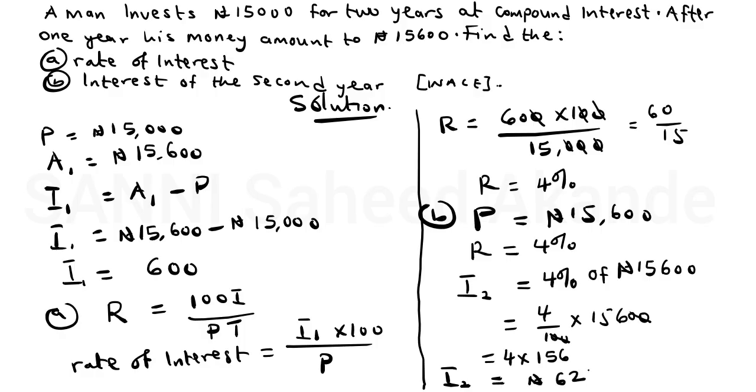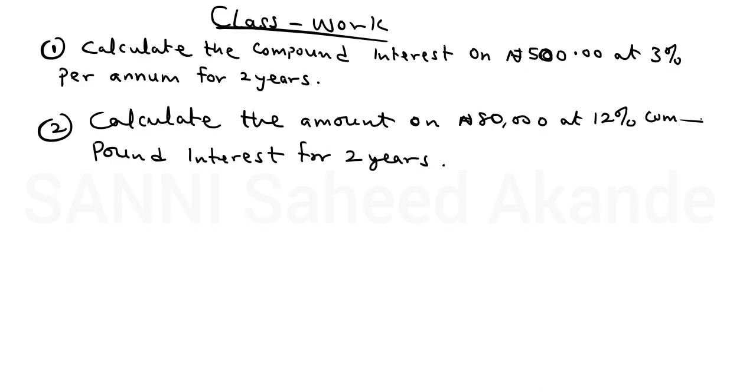624. Now that's the interest of the second year. So I hope you understood this. It's very simple. All right, so I want you to take these two questions as your classwork. So pause this video now and solve these two questions. After you might have solved it, you can continue watching the video to see the solution to the questions.